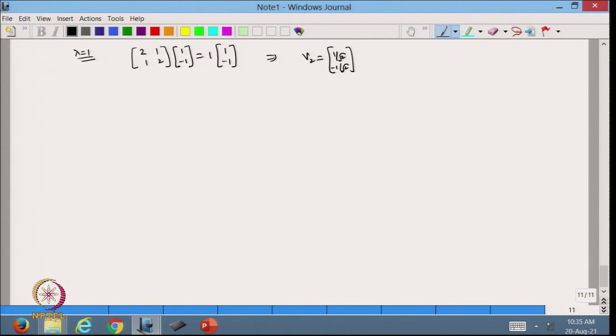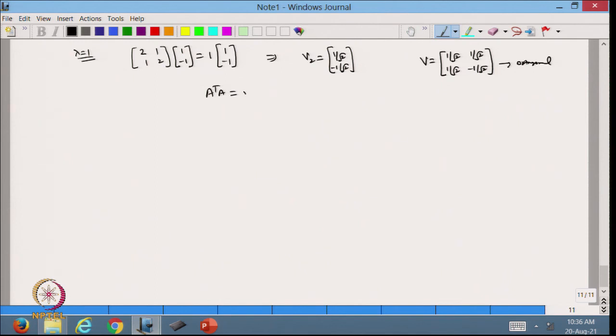Now, based on this, I can show that A transpose A can be written using V, the matrix with columns 1 by root 2, 1 by root 2 and 1 by root 2, minus 1 by root 2. This is my matrix, and this is an orthogonal matrix.